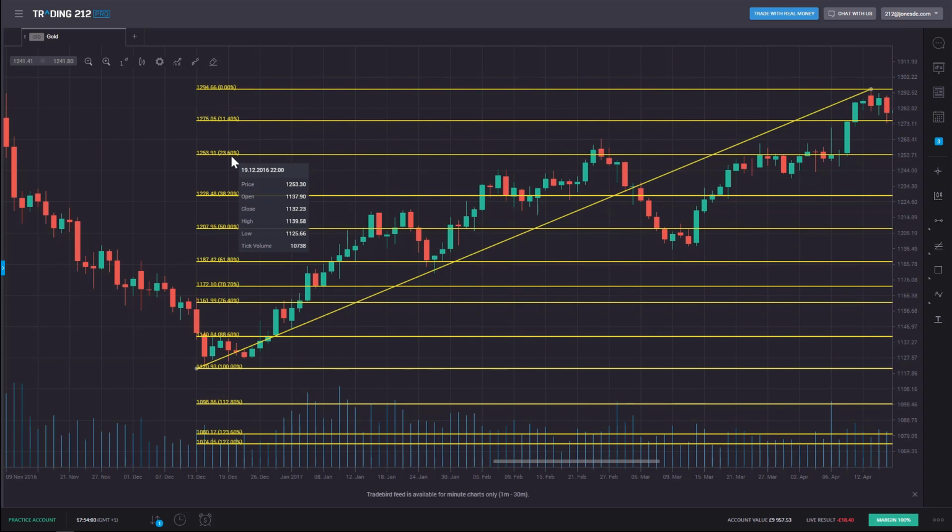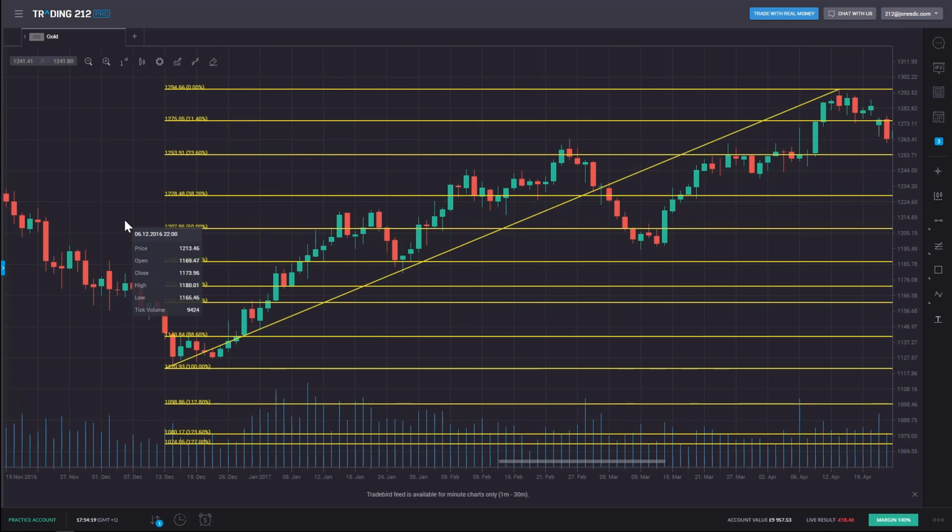So our 23.6% level is at 12.54 an ounce on gold. Then we've got 12.28.5. That's our 38% retracement. And then the 50% is there at 12.08. And then the 61.8% is there at 11.87. So let's just walk through and see what happens next.